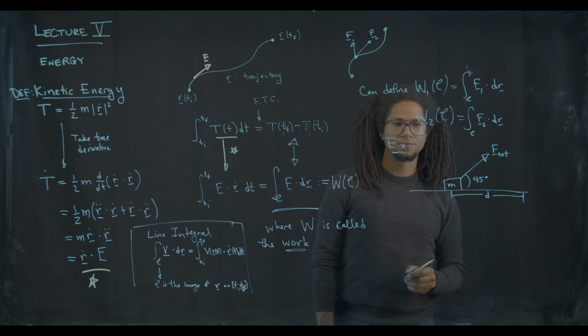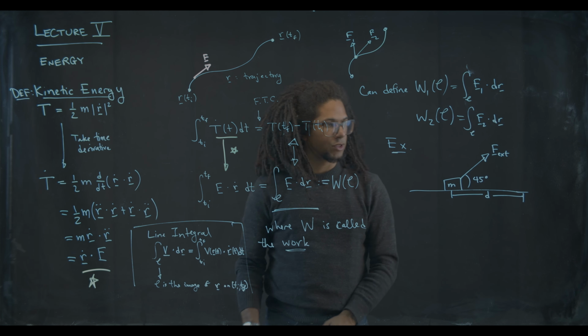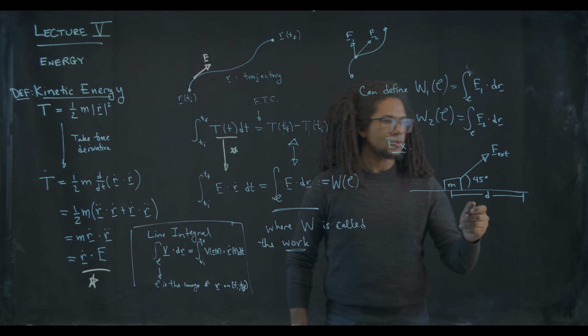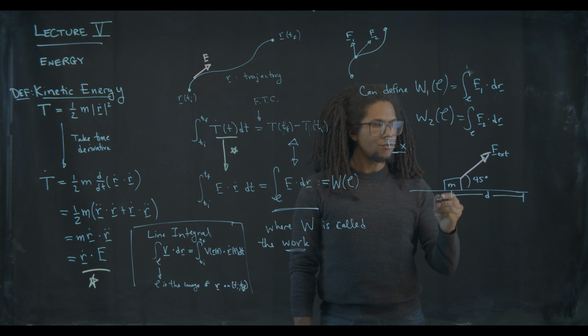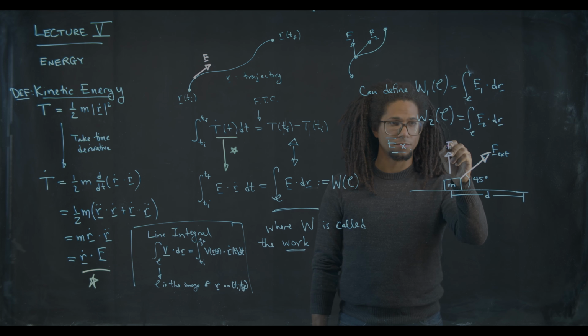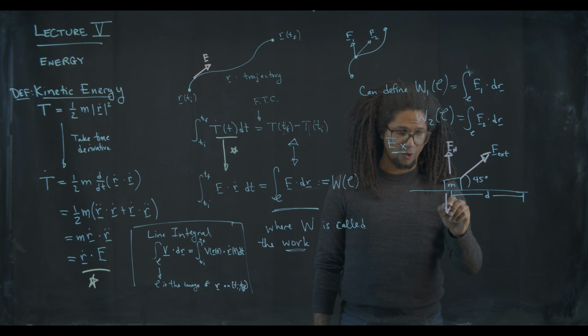Okay, let's begin with a free body diagram. We already have our F external. Let me go over that in pink. And then we'll also have a normal force from the ground and the force of gravity.